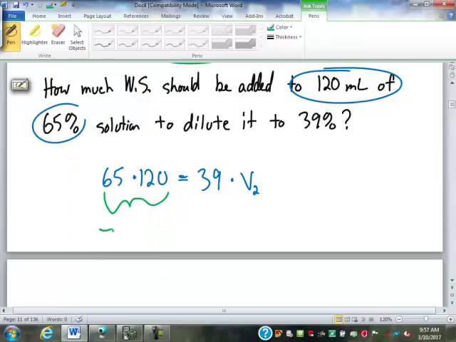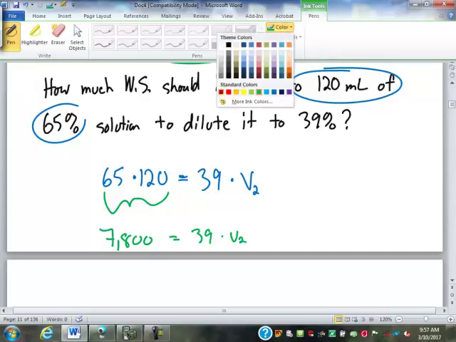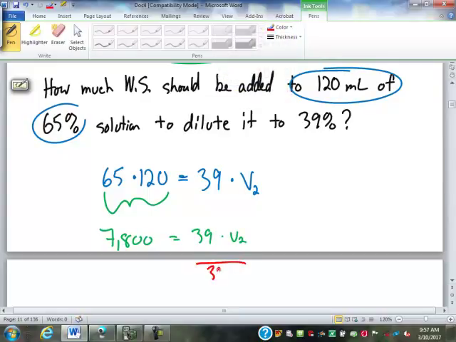Is 7,800. And we solve it by dividing by 39. That should give me 200 milliliters.